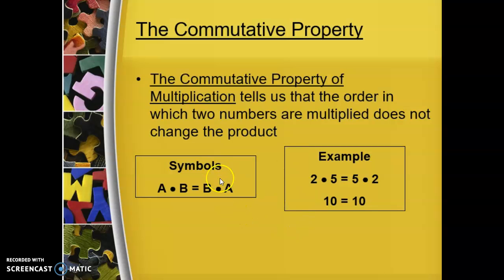So if we input numbers into that equation, 2 is representing A, 5 is representing B, 2 times 5 is equal to 5 times 2. We can do this using our repeated addition, our arrays or groups to see that both sides of the equation equal 10.